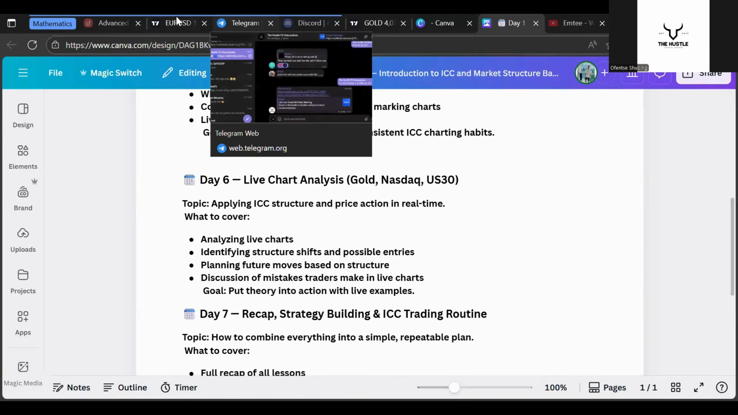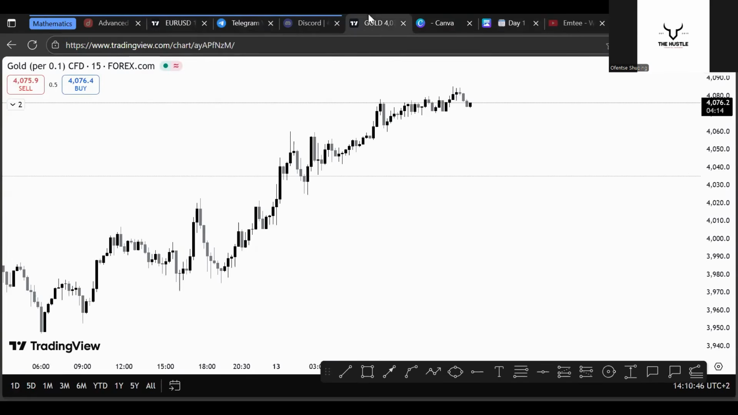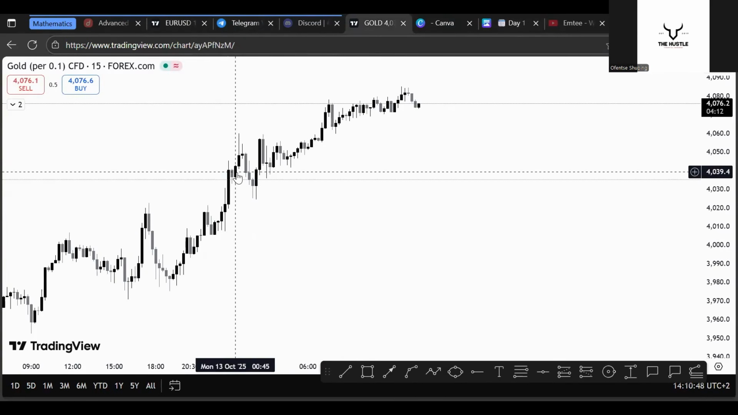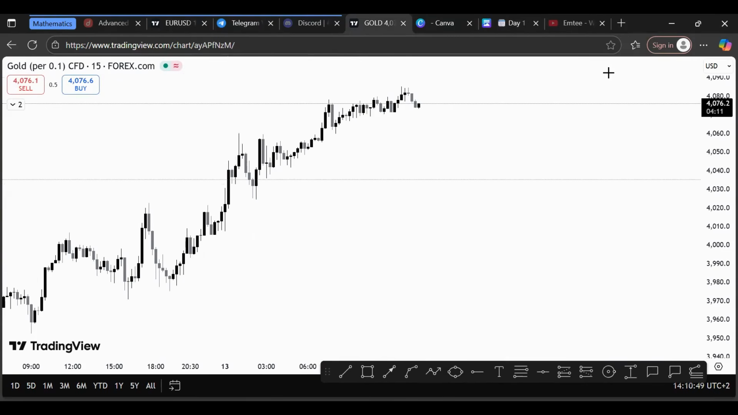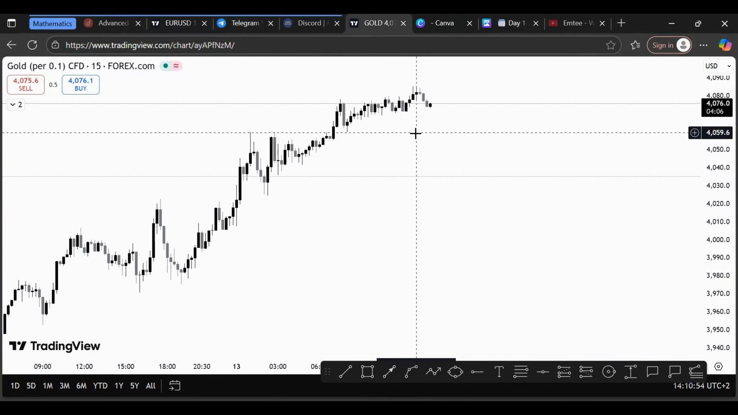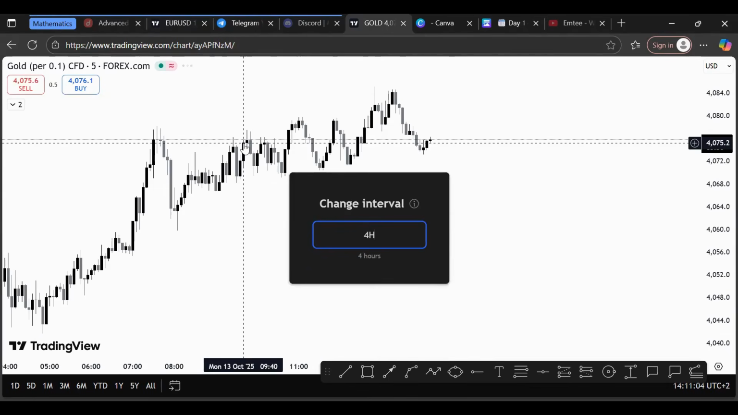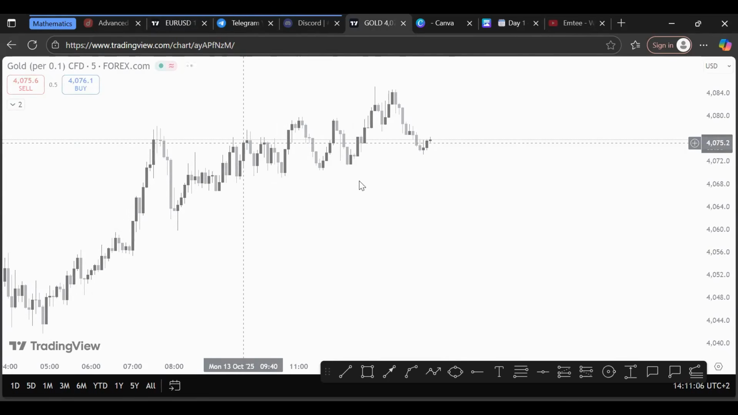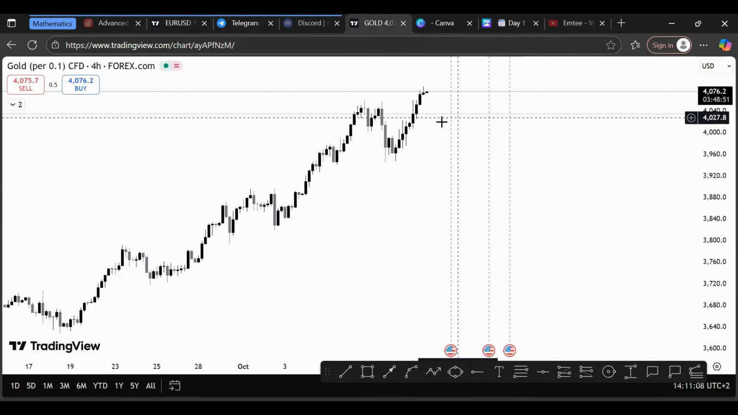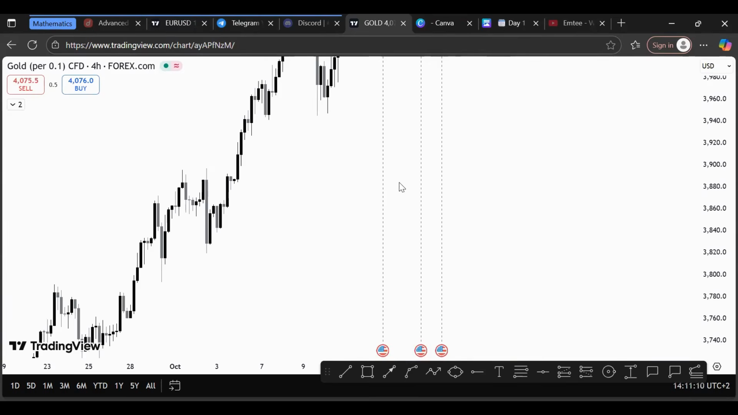So we can then jump on into, let's start with gold. Okay, let's do live chart analysis, right? So we do have this on gold, for 4 hours on gold, yeah. We have this on 4 hours on gold, right?